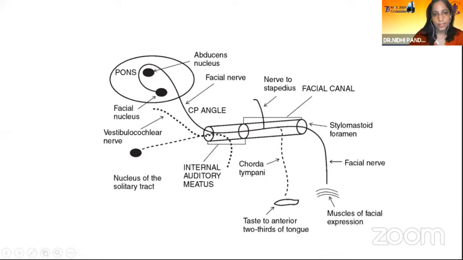Now, when it is exiting from the brainstem, it has its motor root and its sensory root, which, when they enter into the internal auditory meatus, join as a single nerve. In the facial canal, the narrowest portion is the labyrinthine segment, which is most prone to compression in various lesions.